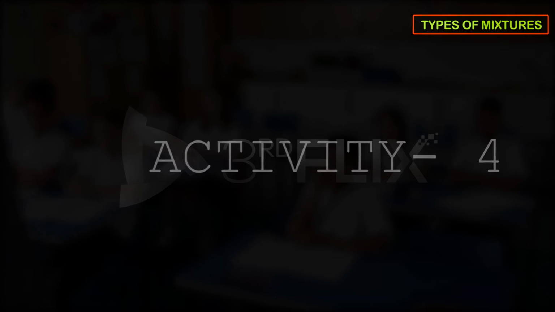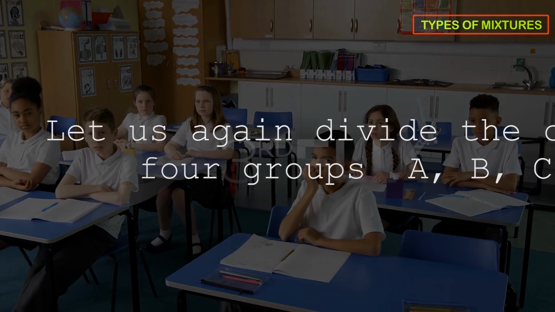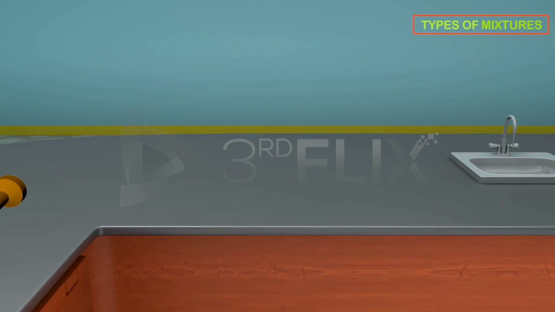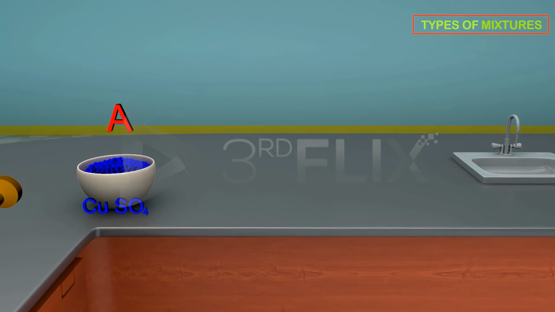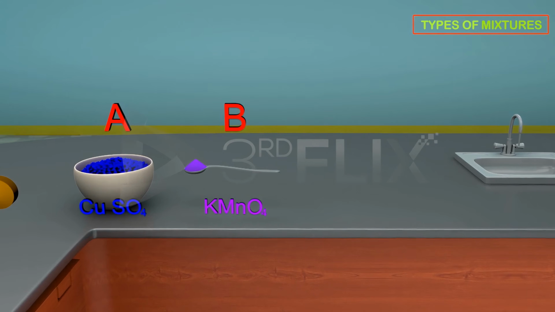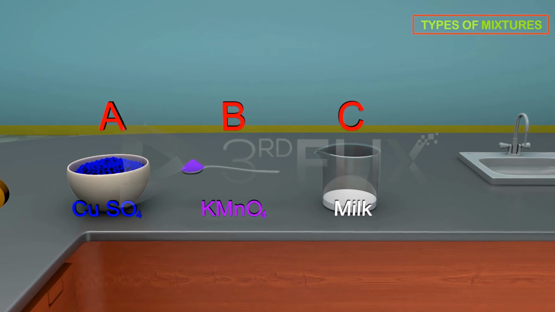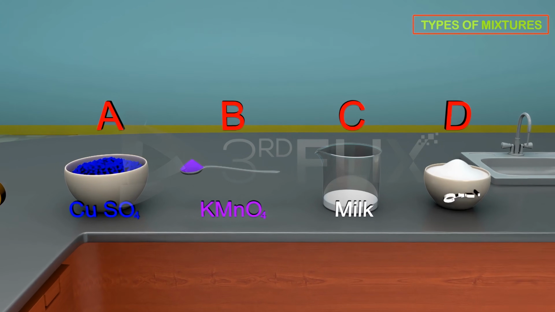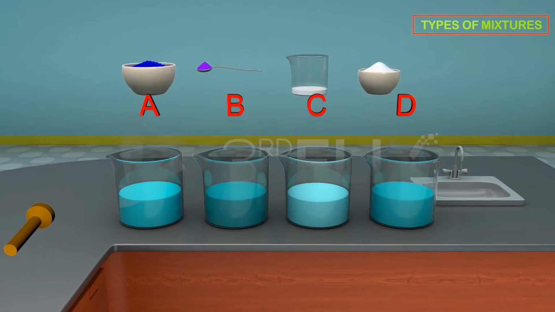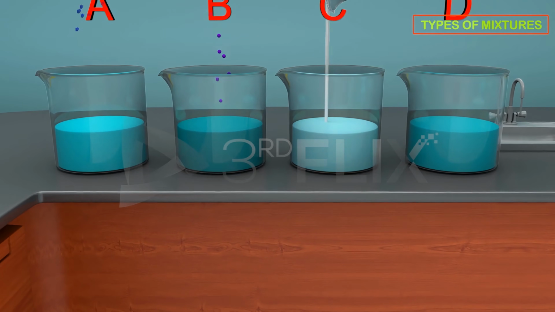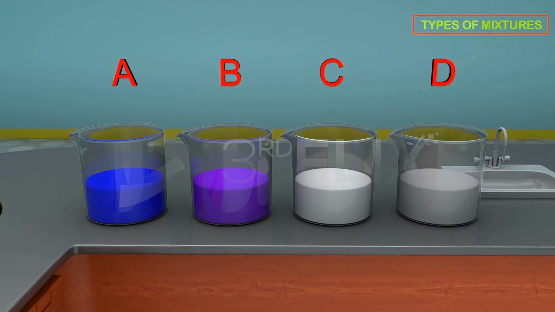Activity 4, let us again divide the class into 4 groups, A, B, C and D. Distribute few crystals of copper sulfate to group A, 1 spatula full of potassium permanganate to group B, few drops of milk to group C, and chalk powder to group D. Now, each group should add the given sample in water and stir properly using a glass rod. Observe the 4 beakers carefully.